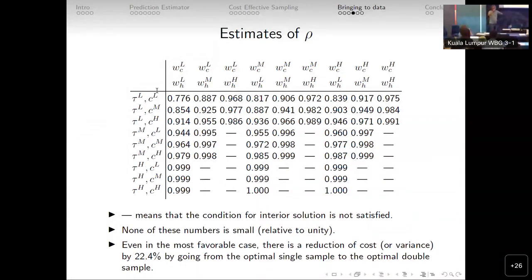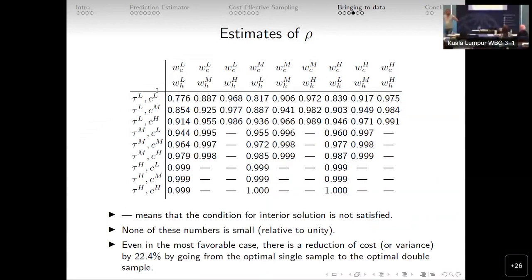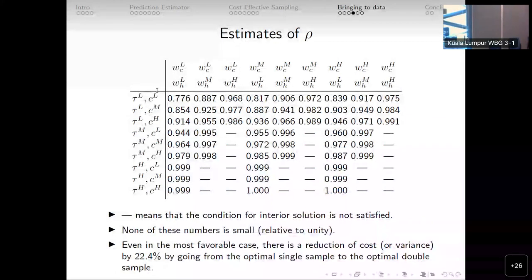Under all of these different combinations, remember that we identified the low range, mid range, and upper range for all of the parameters involved by calibrating them to observed data. And in this table, we look at all the possible combinations. And as you can see, the gains are very marginal at best. And it should be noted that these gains are under rather optimistic assumptions.